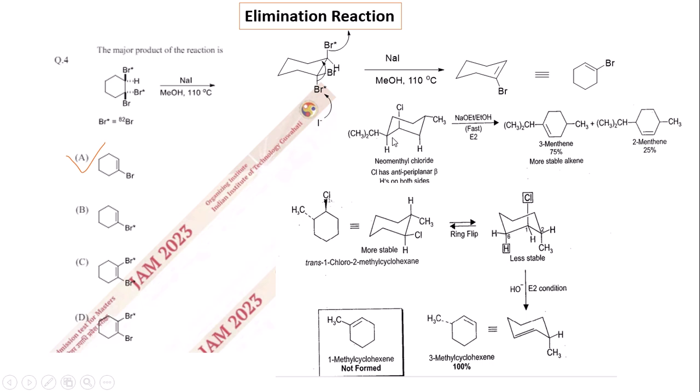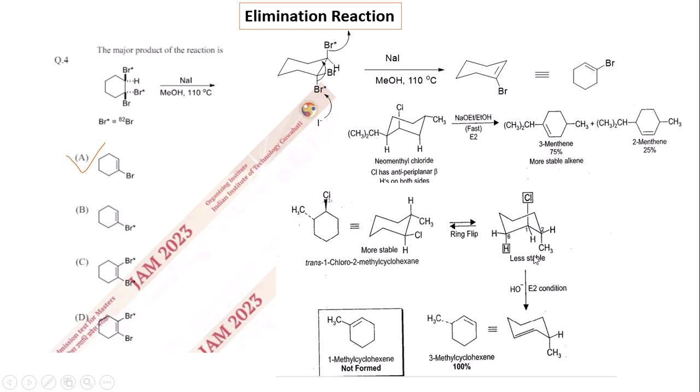So the more substituted alkene is formed, and the less substituted alkene is formed in lesser amount. Here this is actually Saytzeff elimination. So the more substituted alkene is formed as the major product. A similar problem is given here, the chloro and methyl substituted derivative.